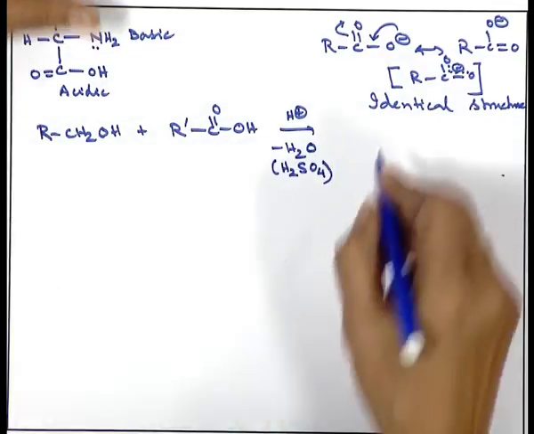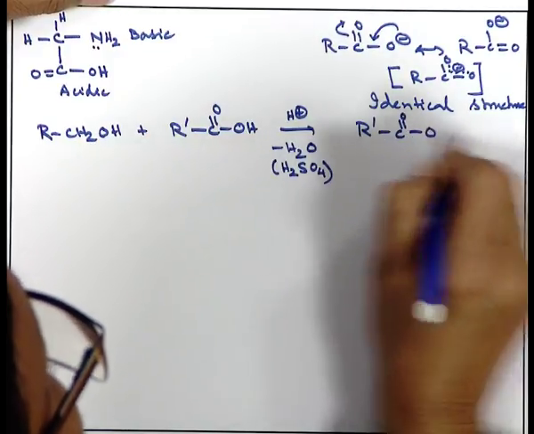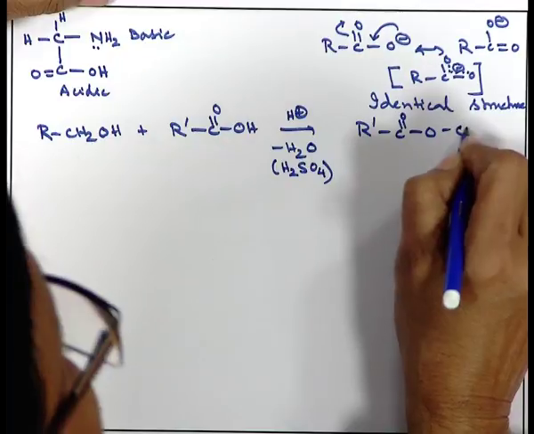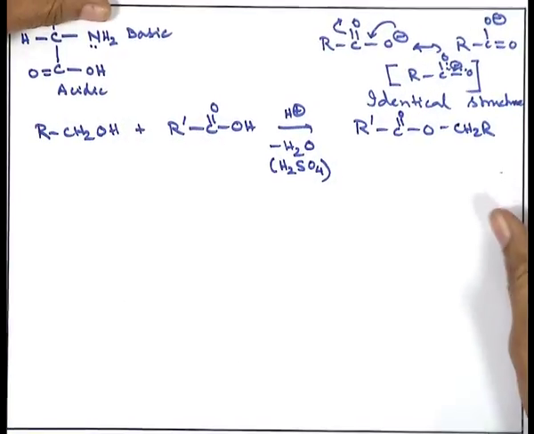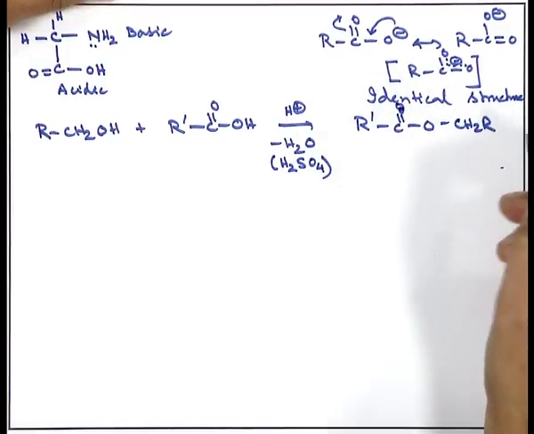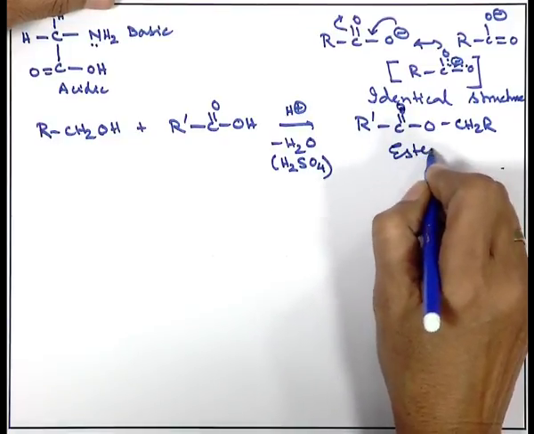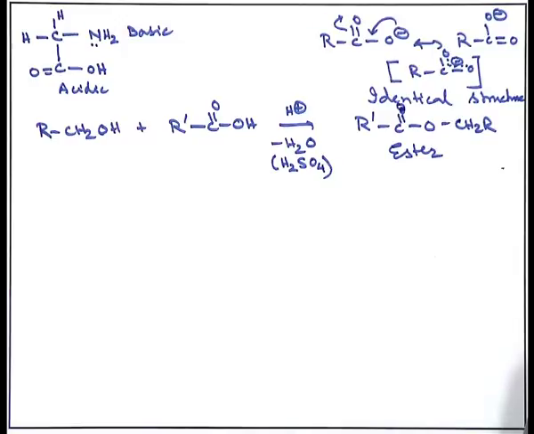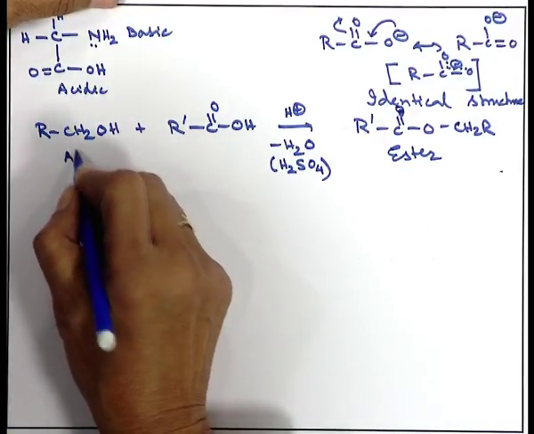We end up with a compound that is R1COOCH2R. What is this? Now, this compound is nothing but a carbonyl group is there and OCH2R is also there. So, this type of compound is called an ester, mostly sweet smelling. So, this ester functionality is a very important feature for an alcohol and a carboxylic acid.